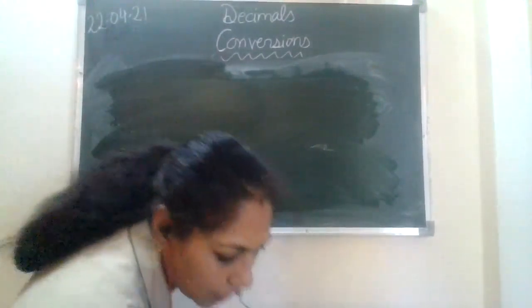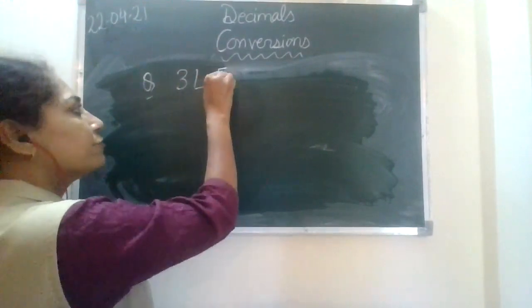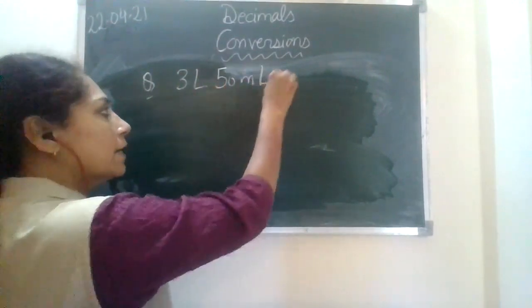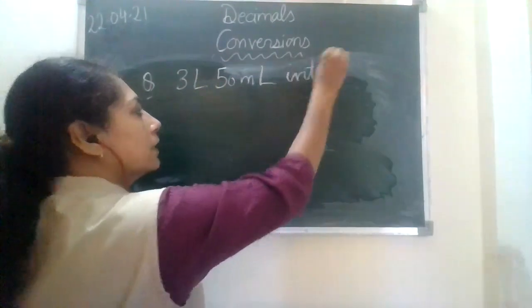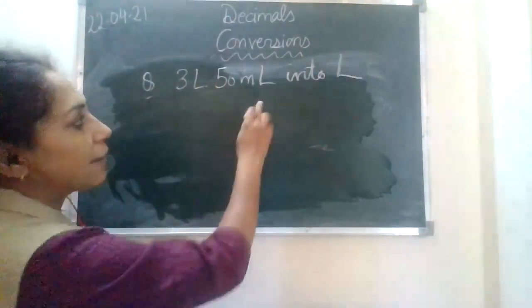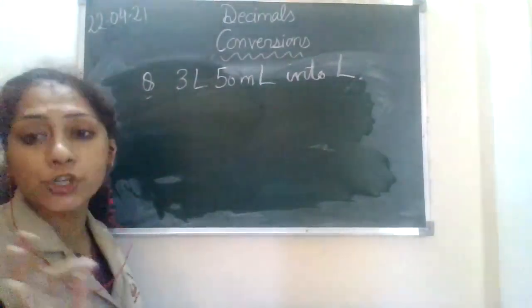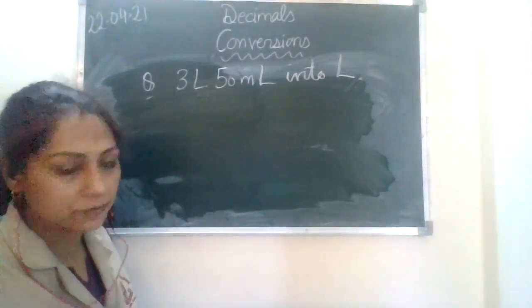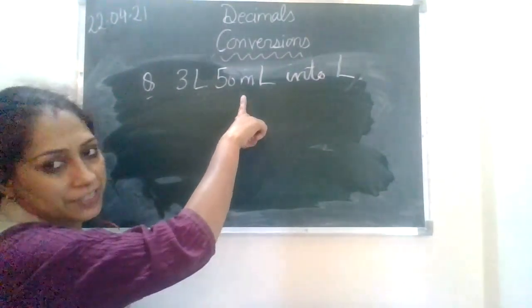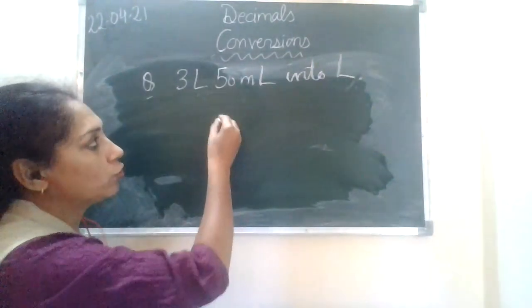The question is 3 liter 50 ml into liters. Now 3 liter has no issue because it is already in liters. You have to sort out the matter of 50 ml. So I need to convert that into liters. See how I am going to do it.